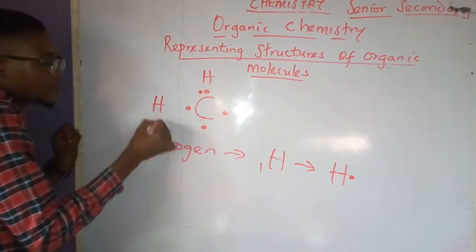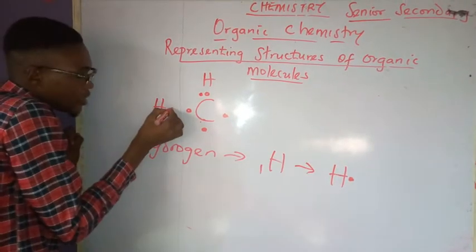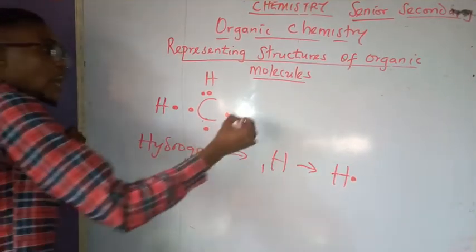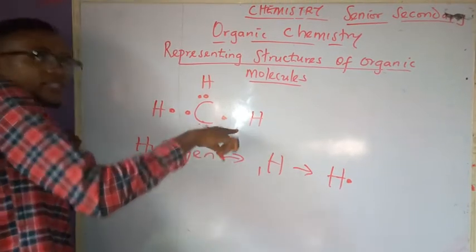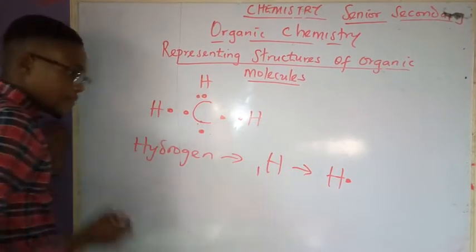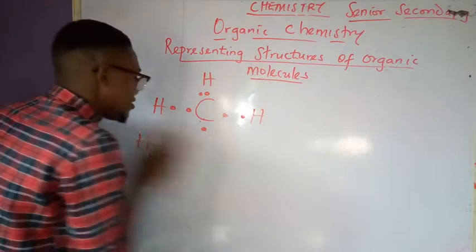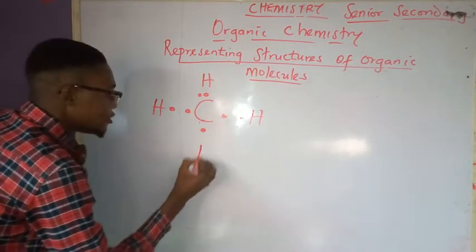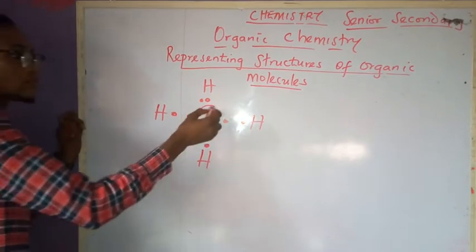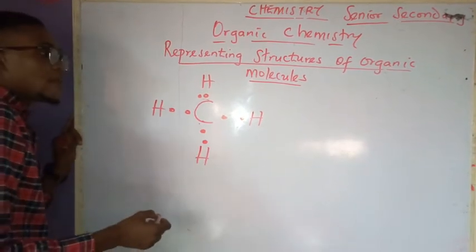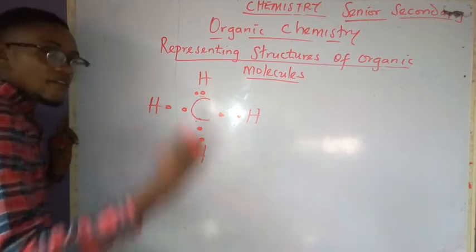I attach another hydrogen. How many electrons? 1. Let me put the 1 electron here. I attach another hydrogen. How many electrons? 1. I shouldn't put it outside. Let me put it inside. The last one, I have the last hydrogen here. So this is carbon. Carbon is attached to how many hydrogen? 1, 2, 3, 4. 4 hydrogen.